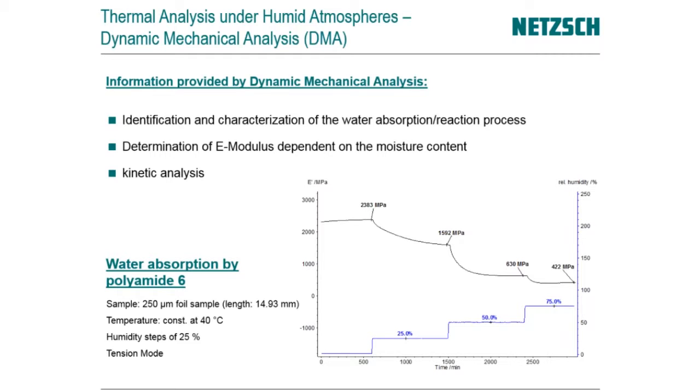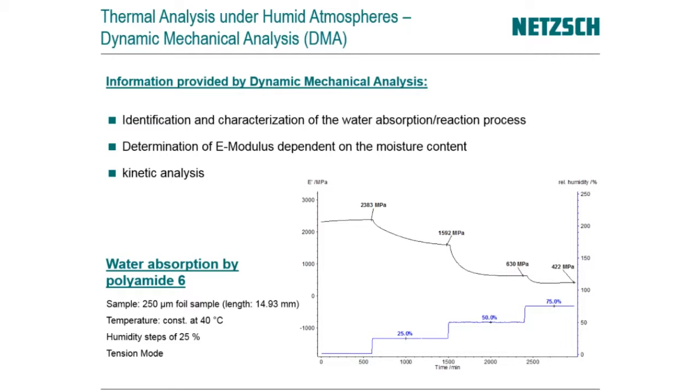So here you see as example measurement again the polyamide foil, and what is interesting here, between the zero humidity level and the 75% relative humidity, we have a decrease of the E modulus by a factor of 5. So this means we have a high impact on the stiffness of the material during the water contact.